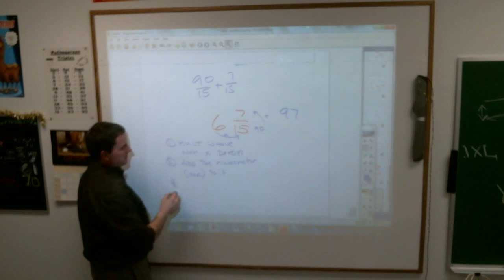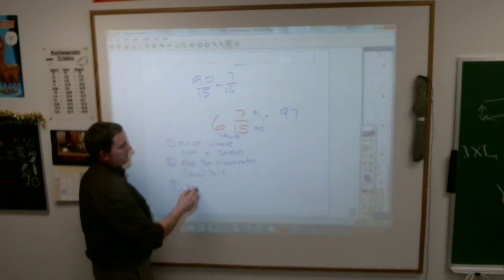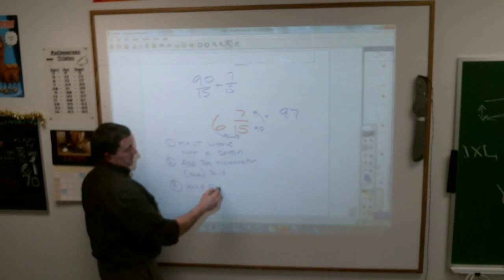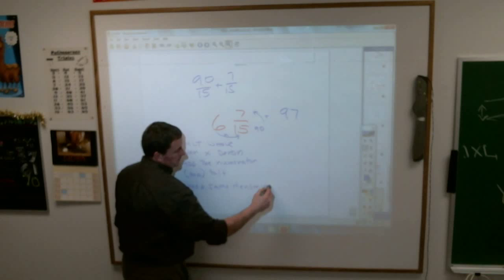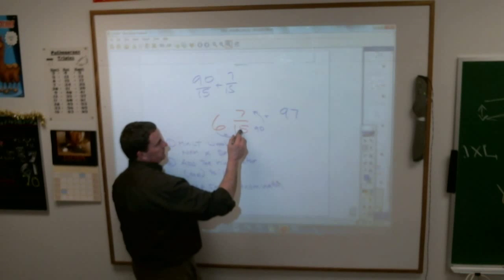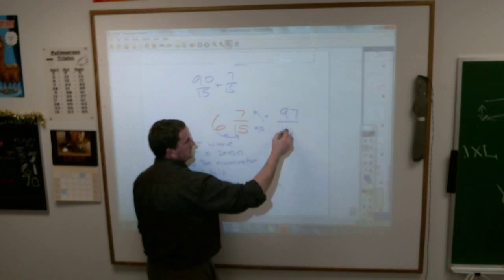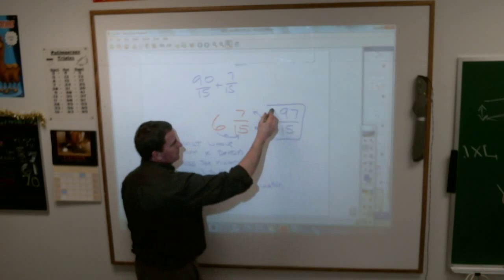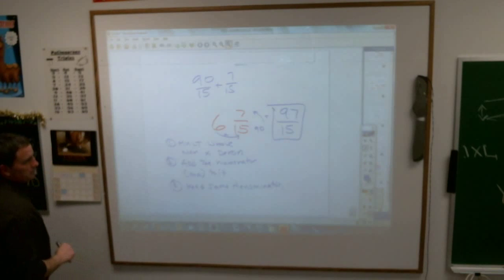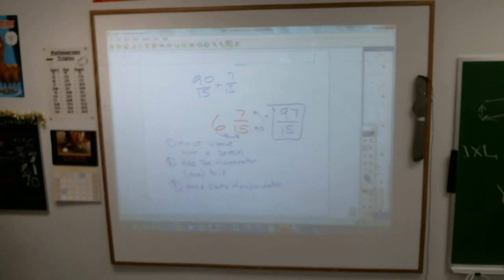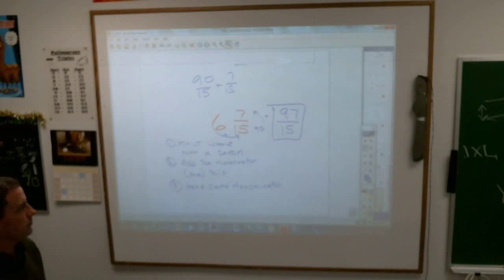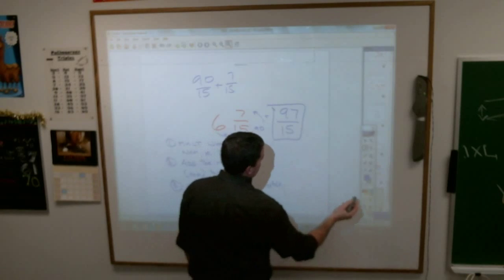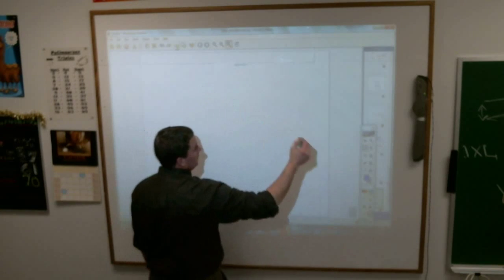And then my last step is to keep the same denominator, which is 15. So 97 15ths would be the fraction that we use. Difficult? Yes? No? Probably not. And really, you should be able to do most of this pretty much mentally.